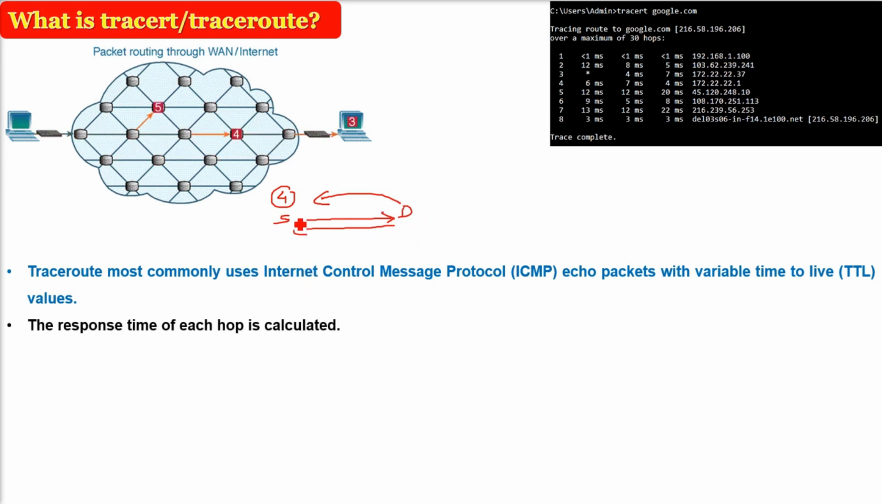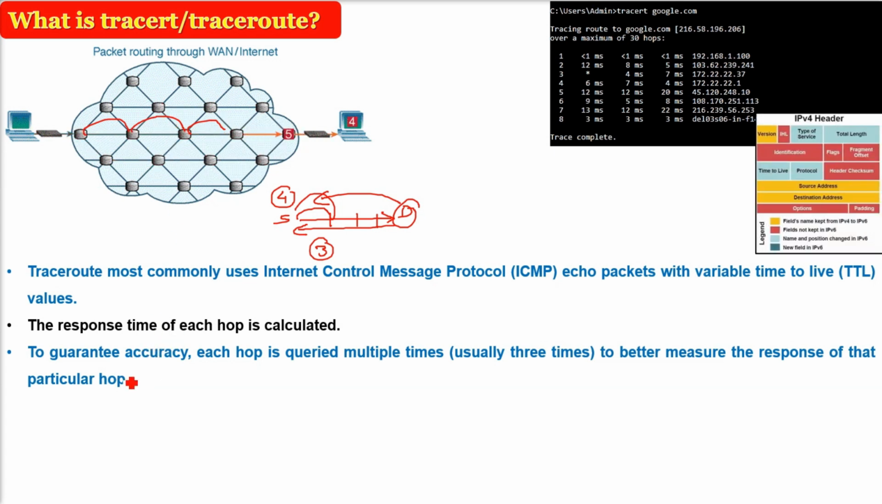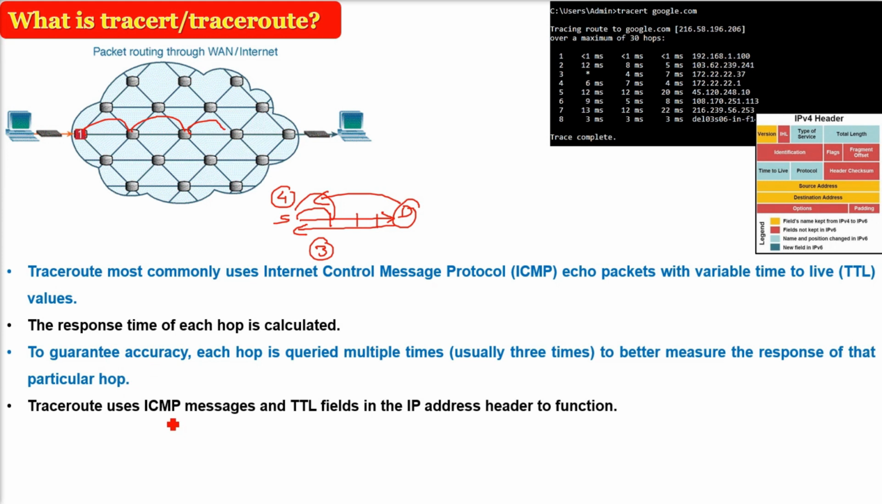So the response time of each hop is then calculated. That is from source to the first router, source to the second router, source to the nth router, and finally the destination. So the response time or the round trip time of each router is computed. In order to guarantee accuracy, each hop is queried multiple times. Here in traceroute, normally 3 times, to better measure the response of that particular hop.